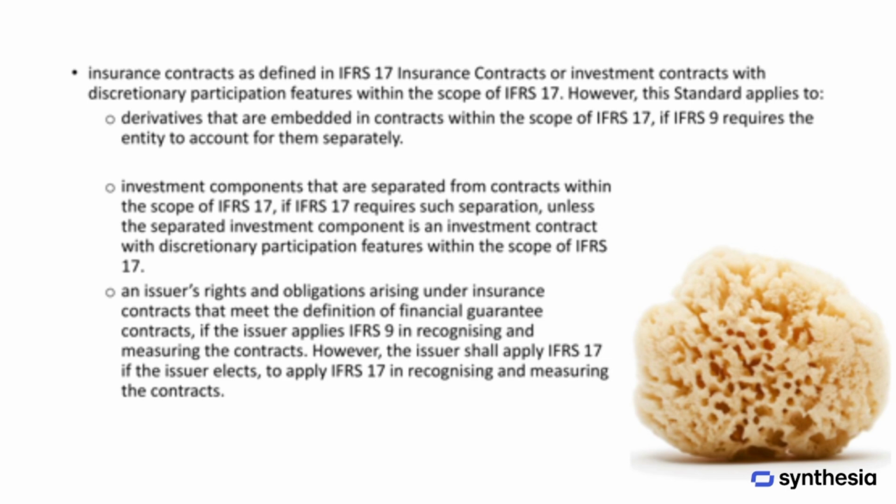This standard does not apply to insurance contracts or certain investment contracts that fall under the scope of IFRS 17. However, it does apply to derivatives embedded in these contracts if separate accounting for them is required, as well as to investment components that are separated from these contracts when separation is required. Additionally, the standard applies to an issuer's rights and obligations under insurance contracts that qualify as financial guarantee contracts, provided the issuer uses the rules for financial instruments to recognize and measure them. If the issuer chooses to account for these contracts under the insurance standard, then the insurance rules take precedence.